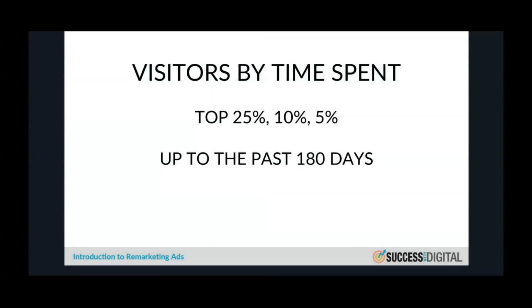There's also allowing by visitors' time spent. This would look at all of your website traffic and then take either the top 25, 10, or 5% of people that have spent the most time on your site, including anyone that's visited your site up to the last 180 days. This is good if you're offering a lot of content on your site, or if you have an e-commerce site and people are spending a lot of time looking at products, you might choose to build an audience based off that.